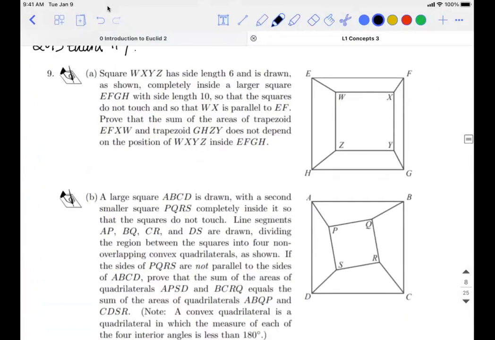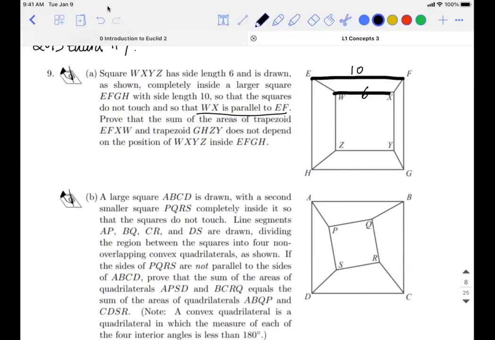This question is a little bit long, but let's have a quick look at it. For the first part, the question says you have a square WXYZ with side length equal to 6, completely inside a larger square EFGH, which has side length 10. The one square is inside the other, such that the squares do not touch each other, and WX is parallel to EF. That being said, this line and this line are parallel to each other.